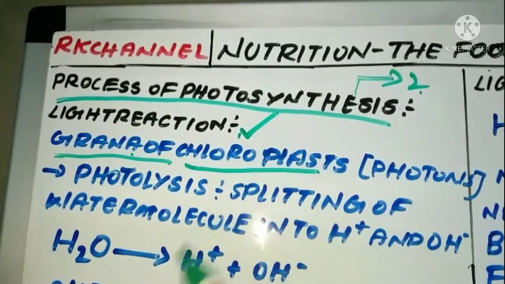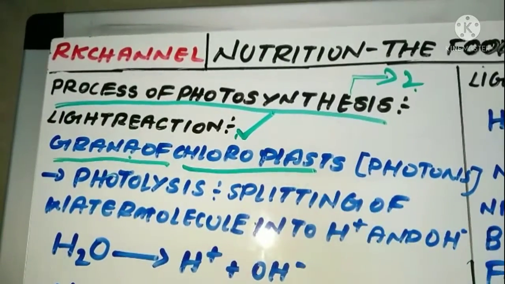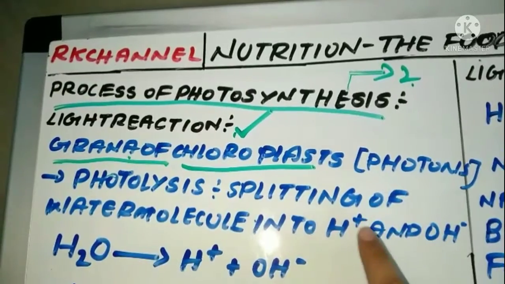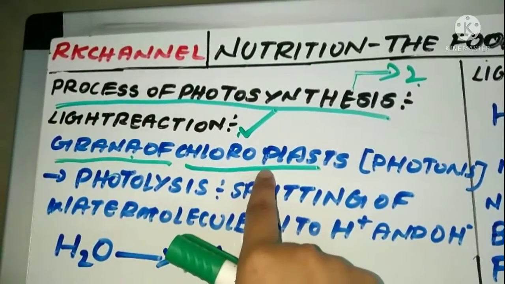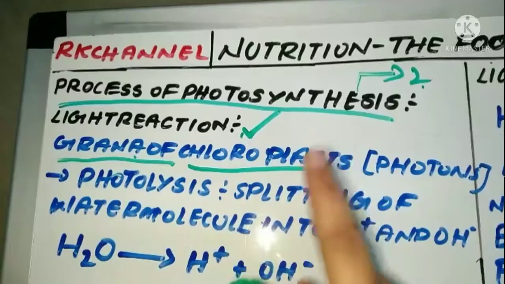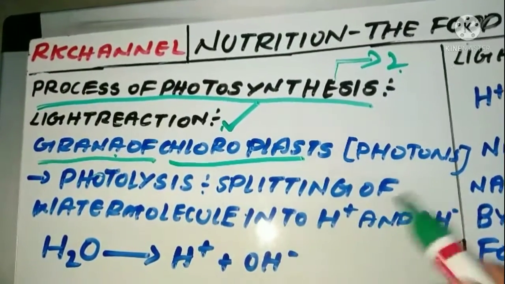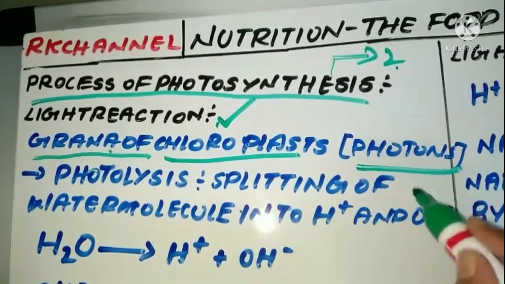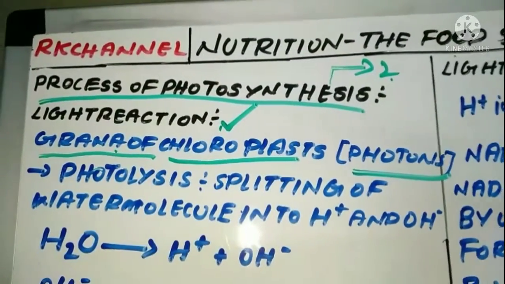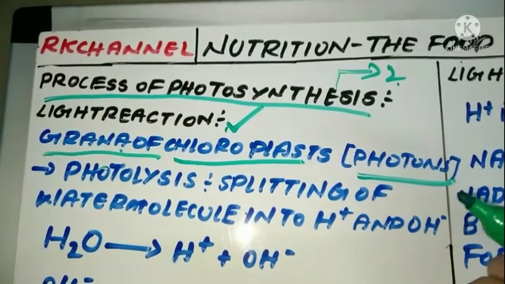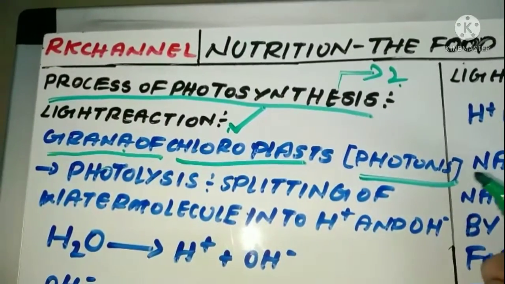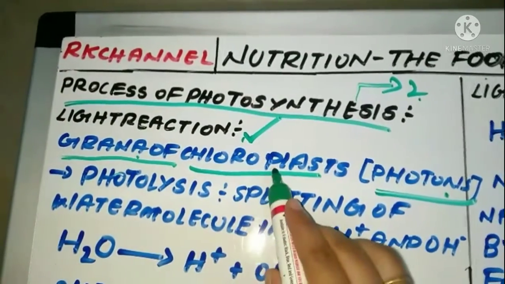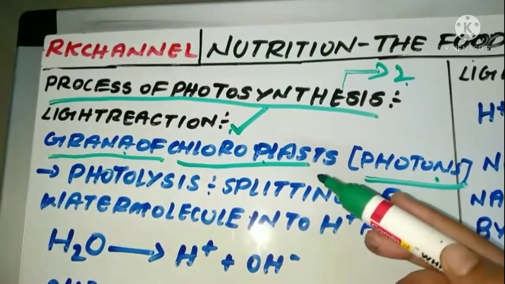Light reaction is going to take place in three steps. The first step is that the chlorophyll, which is present in a cell organelle called chloroplast, will be activated. That means the chlorophyll will be activated by absorbing photons from light energy. What are photons? Photons are the smallest unit of light energy. That means this is also a type of light energy. By absorbing these photons, the chlorophyll present in chloroplast will become activated.